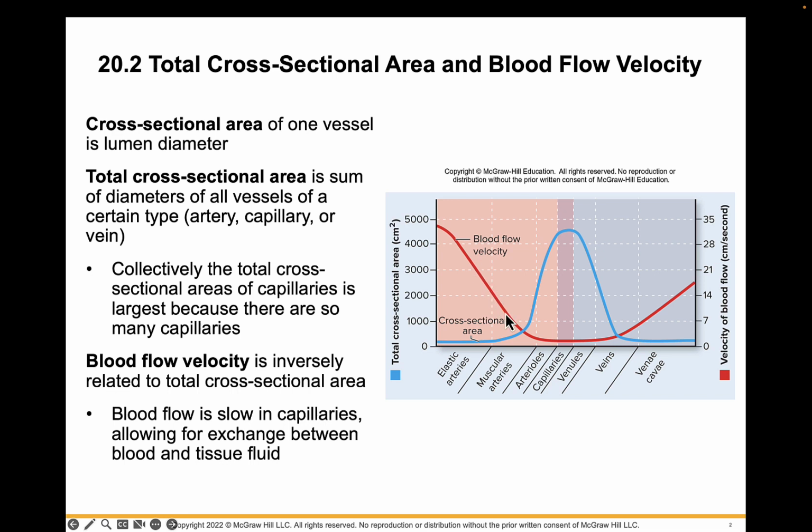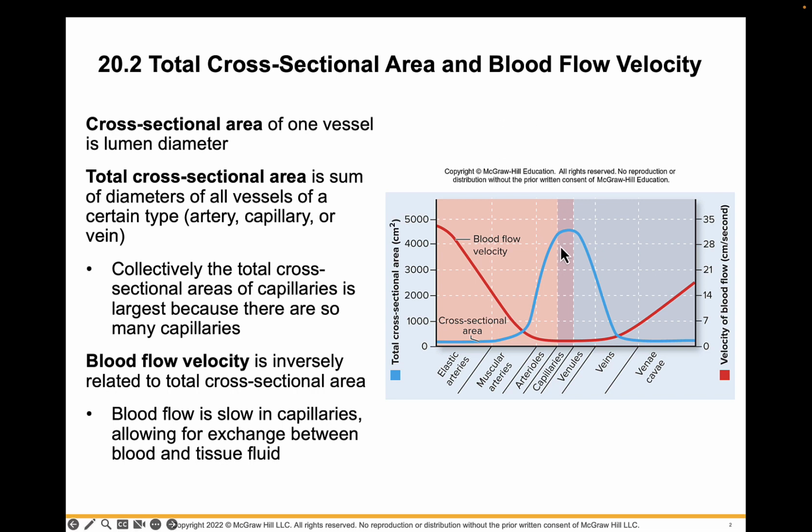Now, something else that we're looking at as we start to get to other sets of vessels, we start to see an increase in the cross-sectional area of the vessels. And take note, the vessels that have the greatest amount of cross-sectional area are capillaries. Remember, the role of capillaries is exchange, and that goes both ways, the delivery of nutrients and the picking up of metabolic waste.